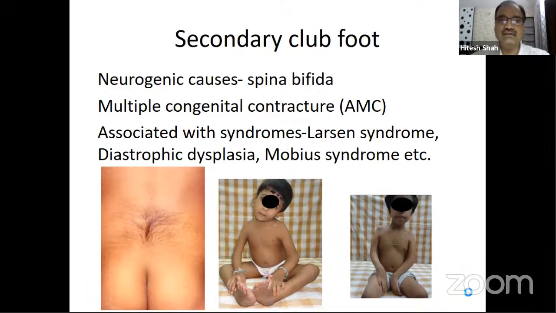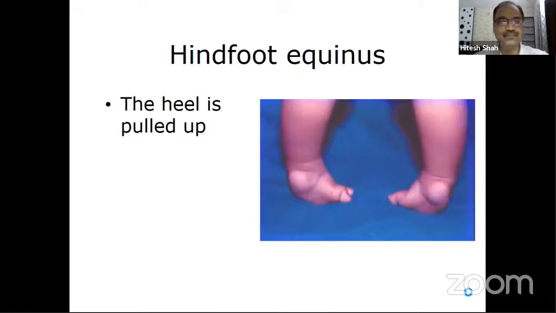And very rarely we will find an associated syndrome like Larsen syndrome, diastrophic dysplasia, Mobius syndrome, Freeman-Sheldon syndrome, or tibial hemimelia, where the clubfoot treatment would be totally different. It may be associated with laxity or with stiffness of the foot. So it is important to identify the primary clubfoot. My talk will be related to the primary clubfoot, not the secondary clubfoot.